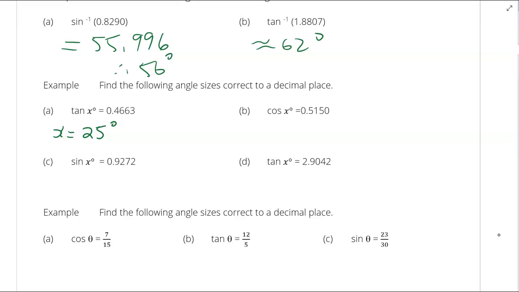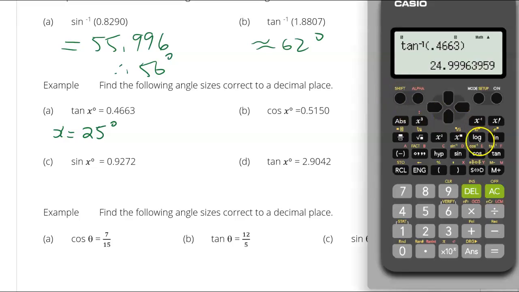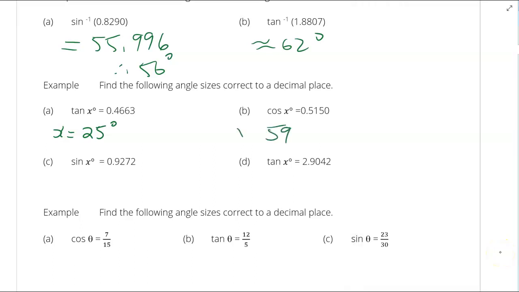So I'm just going to do the next one and then we'll move on. Shift cos, undoing the cos to get x on its own. That's kind of how you can think of it, 0.5150. And we get 59, that's 59 to the nearest degree. Oh, it says to one decimal place, so 59.0, that'll do. And the other ones are done in the same way.